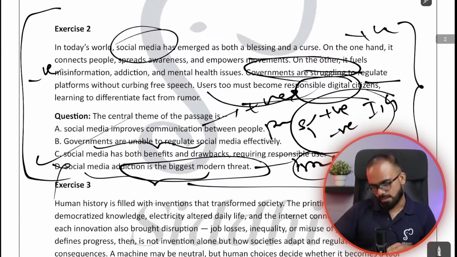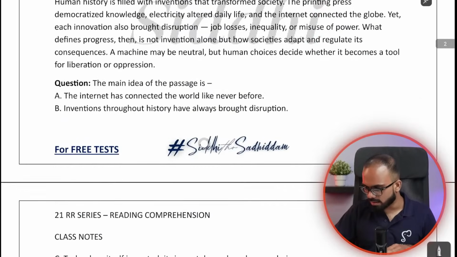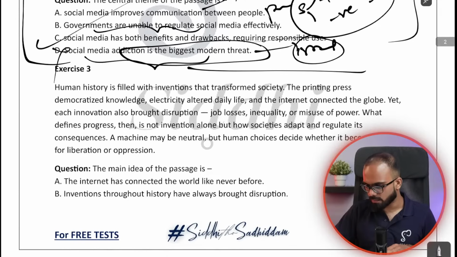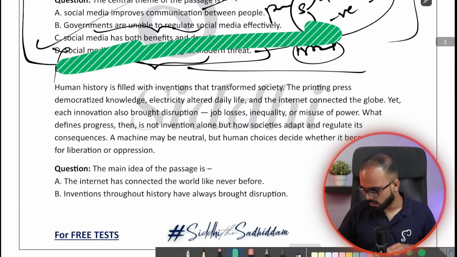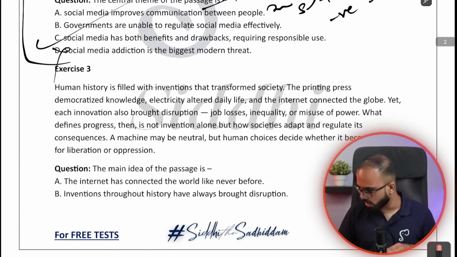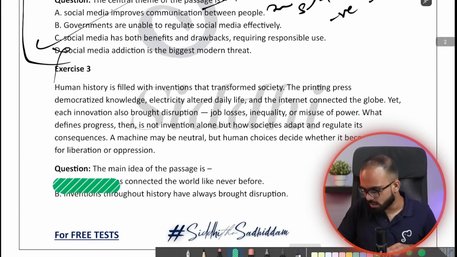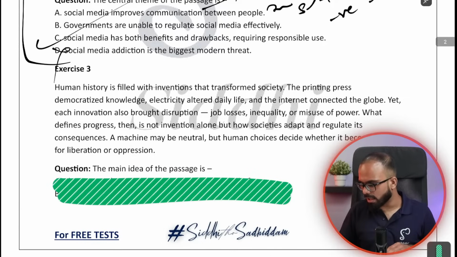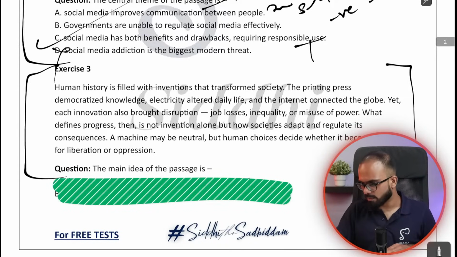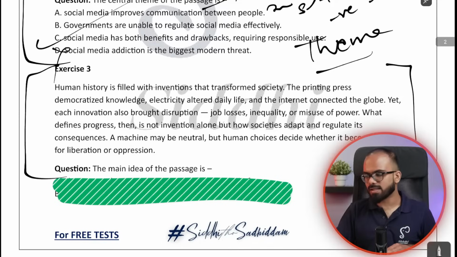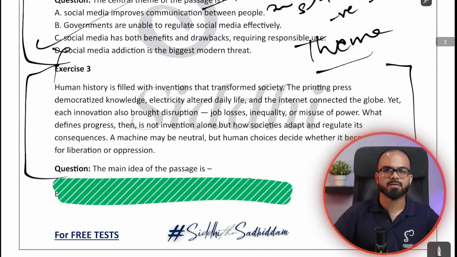Okay. Now look at the RC number 3. In question number 3, we are doing one small exercise. I am hiding the options. Please read it and give me the idea. According to you, what is the central theme? Please read it and give me the central theme here.